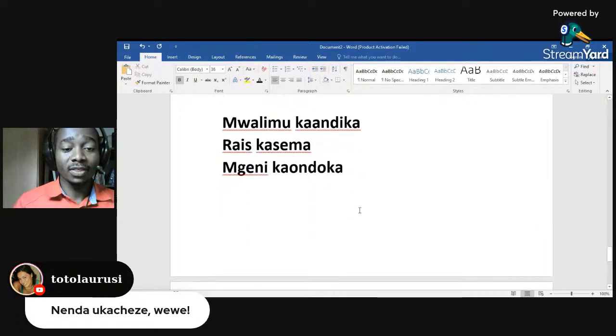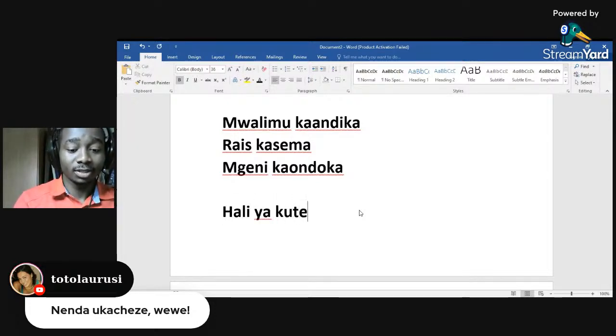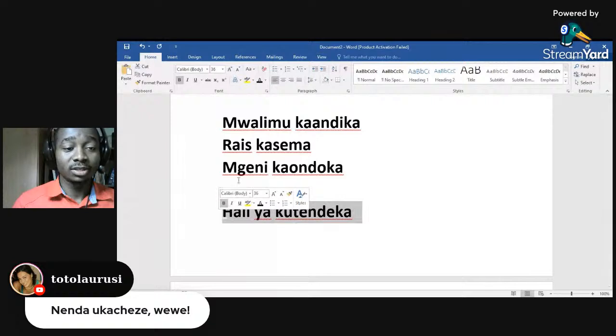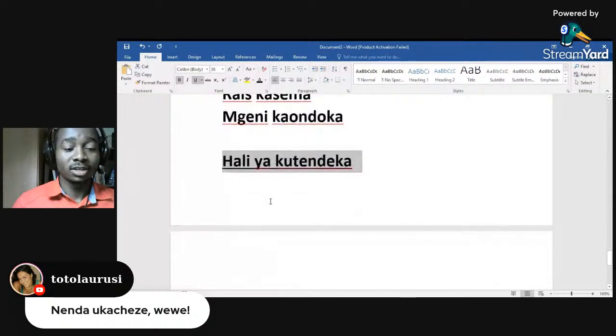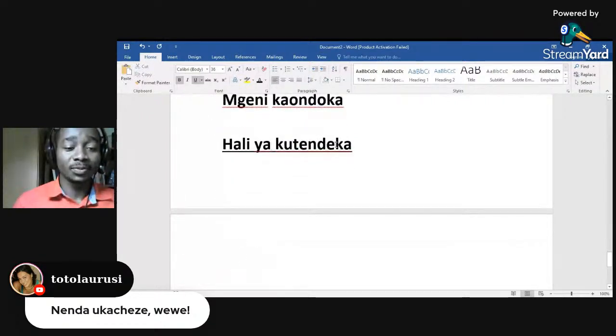The last part that we're not dealing with is when this ka is used at the end of the verb. But this is not for this lesson. I'm just introducing you to it. Hali ya kutendeka. I write 3 examples here so that you can see.